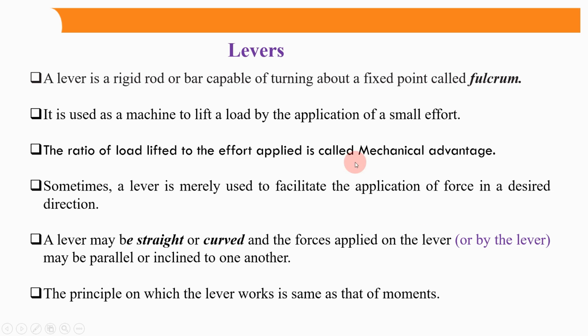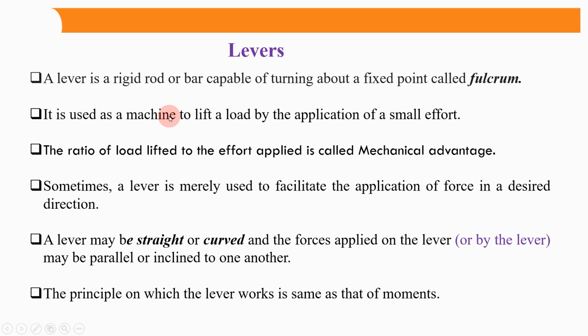Please see, first point what is mentioned here. A lever is a rigid rod or bar capable of turning about a fixed point called fulcrum. Very easy, very well written. It is a rod or bar which can easily turn about a fixed point, which is called fulcrum. The fulcrum is called the fixed point of a lever. If you see any lever which is turning about a fixed point, that fixed point is called the fulcrum.